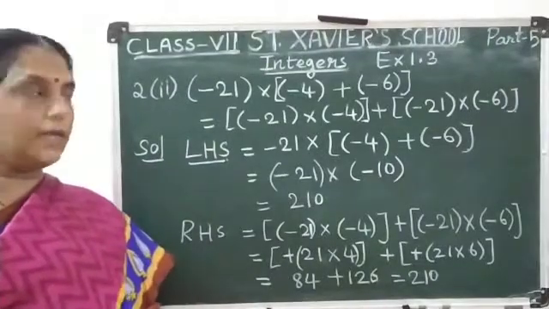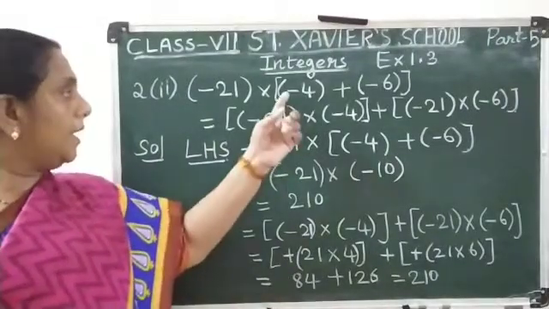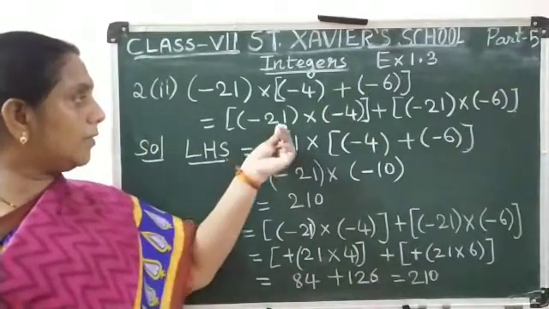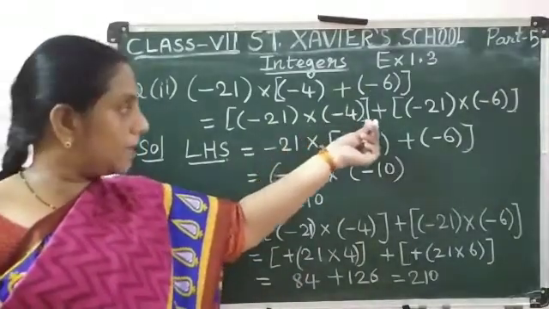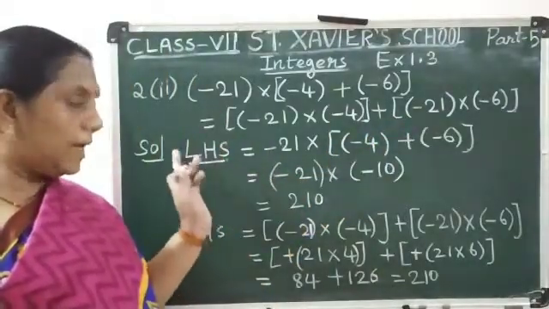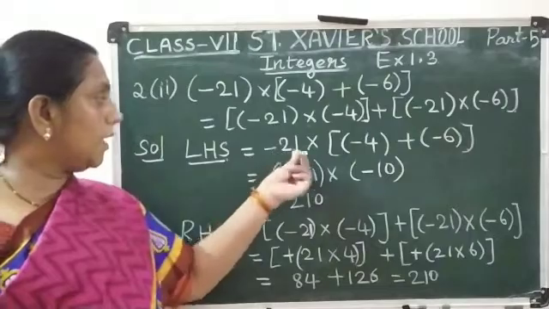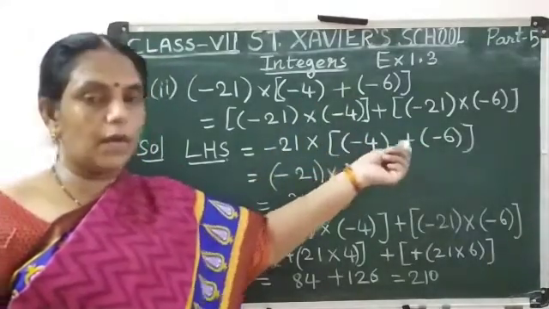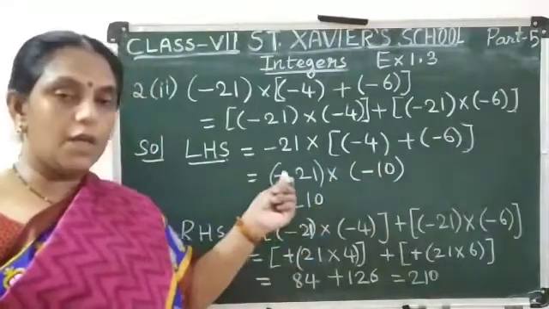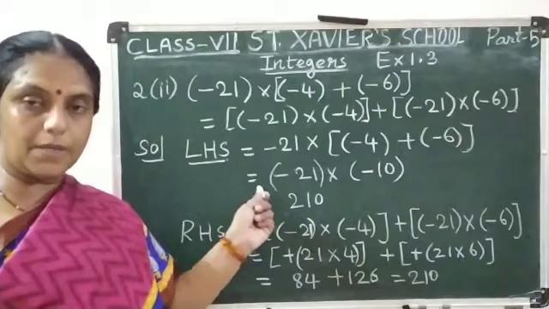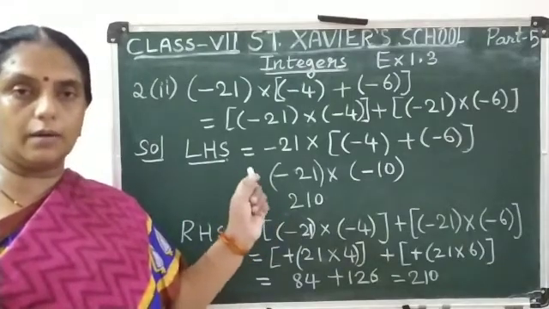Question number 2: minus 21 into (minus 4 plus minus 6) is equal to minus 21 into minus 4 plus minus 21 into minus 6. So here, LHS: minus 21 into (minus 4 plus minus 6). Minus 4 and minus 6 will become minus 10. So minus 21 into minus 10, minus and minus will become plus. So 21 into 10 is 210.